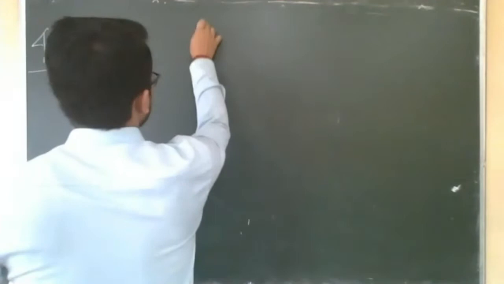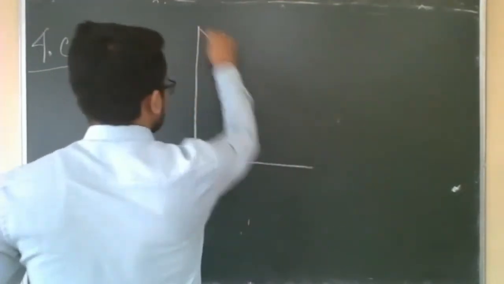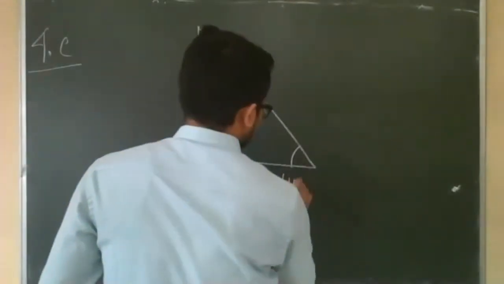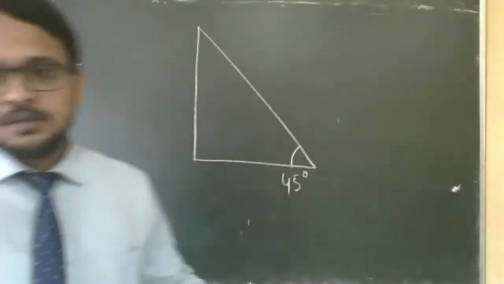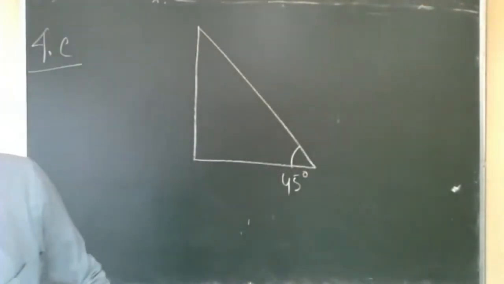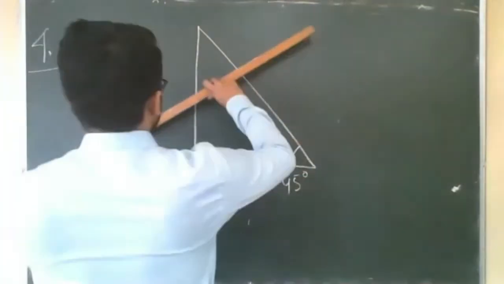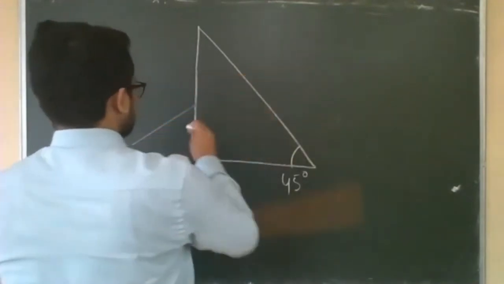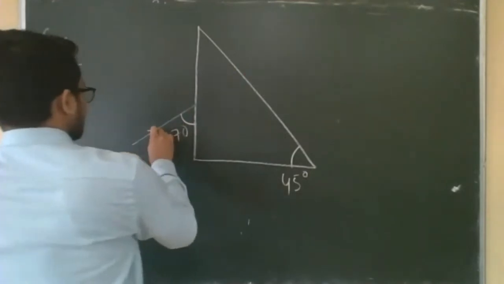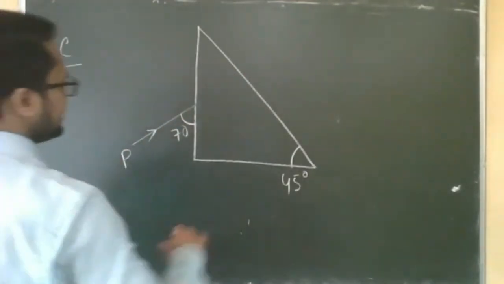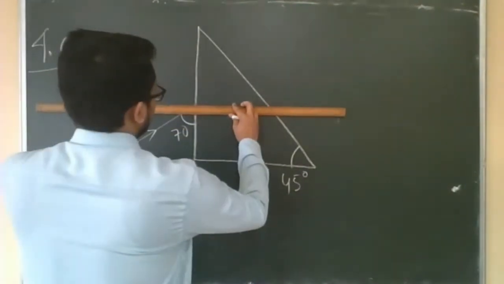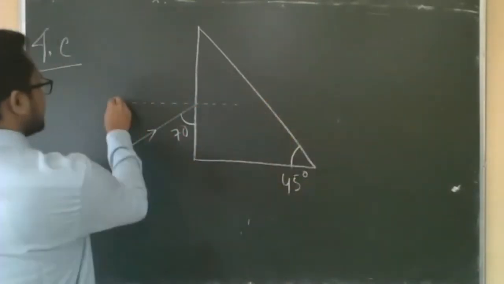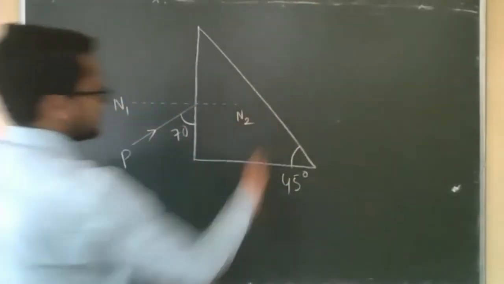So our prism is here in this way. It is a right angle prism, and this is given as 45 degrees, so it is an isosceles triangle. The incident ray is given here in this way, and this angle is given as 70 degrees. Our second process: draw the normal at the point of incidence. So this is the normal here, N1, N2.